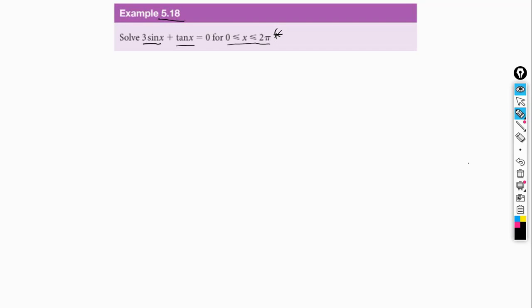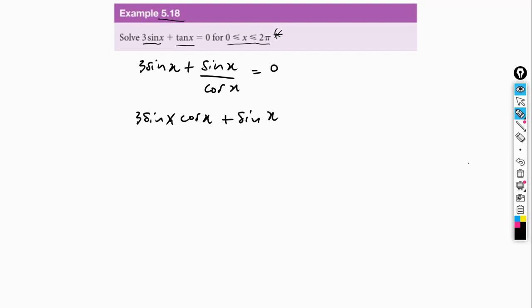So we can have this equation written as 3 sine of x plus sine of x over cosine of x is equal to 0. Then we want to get rid of this cosine of x that is dividing, and we can do that by multiplying both sides of the equation by cosine of x. So we would get 3 sine of x times cosine of x plus sine of x is equal to 0.